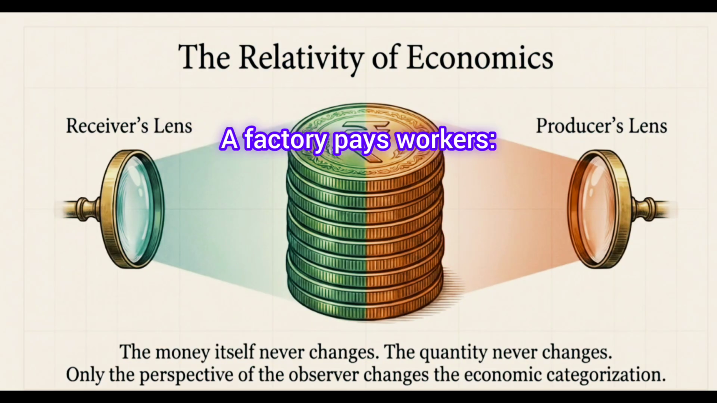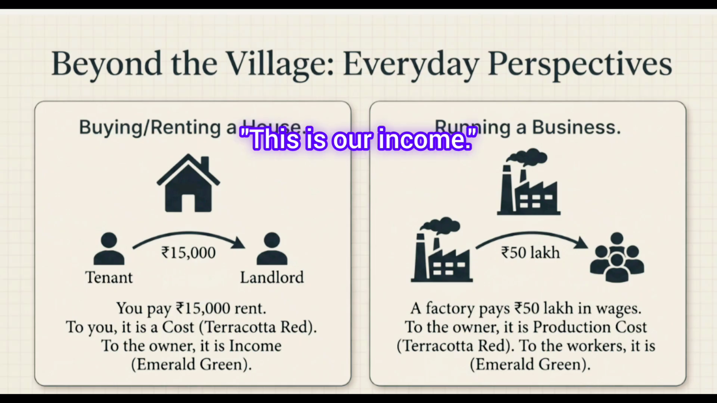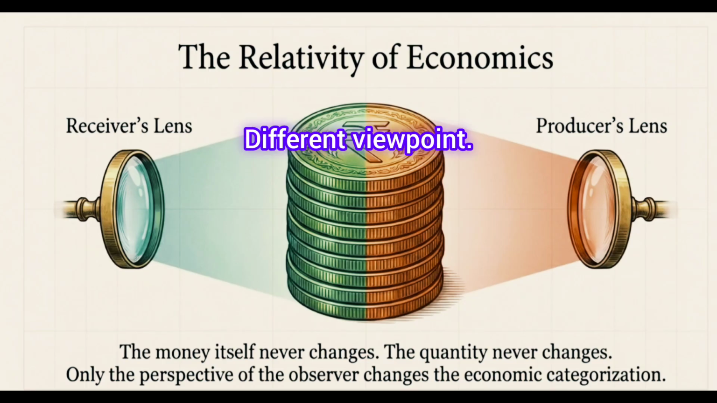Another example: a factory pays workers 50 lakh rupees as wages. Workers say, "This is our income." Economists call it factor income. The factory owner says, "This is my production cost." Economists call it factor cost. Same money, different viewpoint. Crystal clear difference.